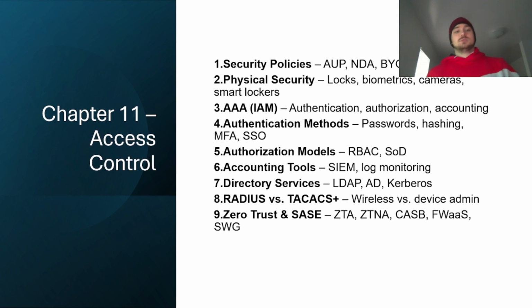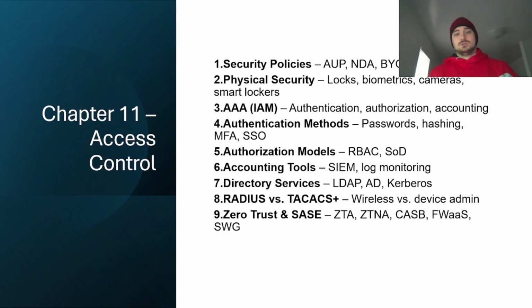Next, we have Chapter 11, Access Control, which includes security policies, auth, NDAs, bring your own device, and CYOD. Then we have physical security like locks, biometrics, cameras, smart lockers, etc. And then we have AAA/IAM, which include authentication, authorization, and accounting.